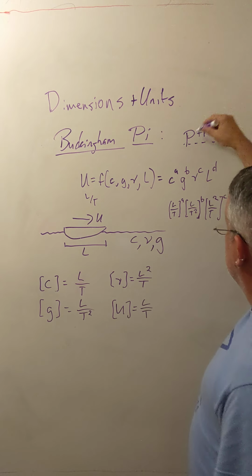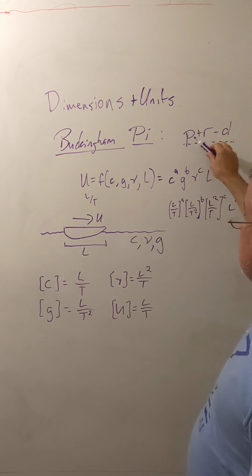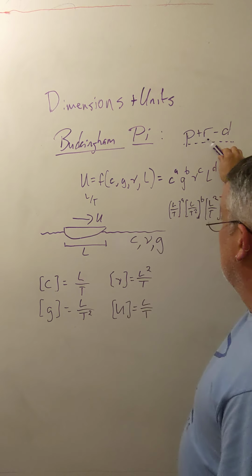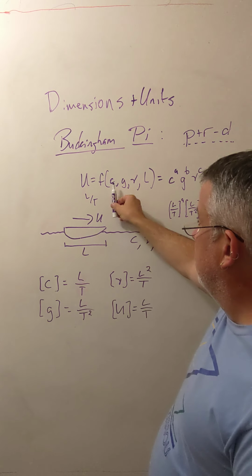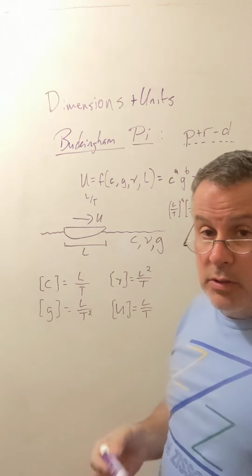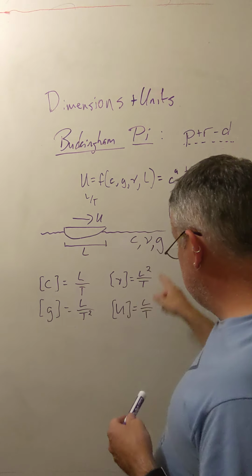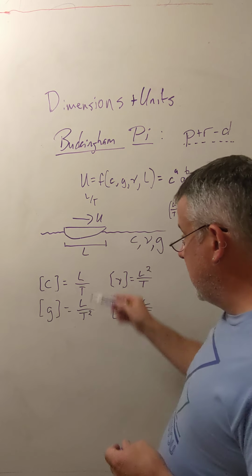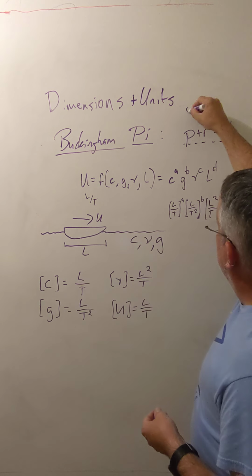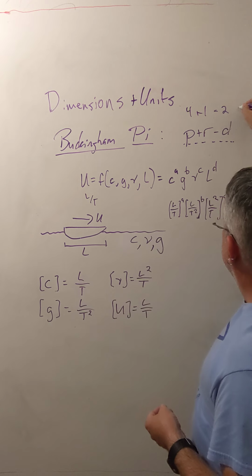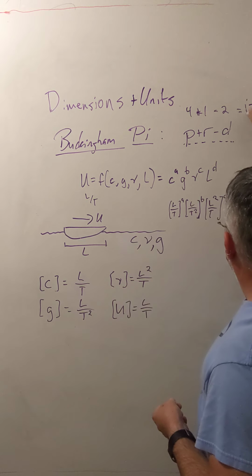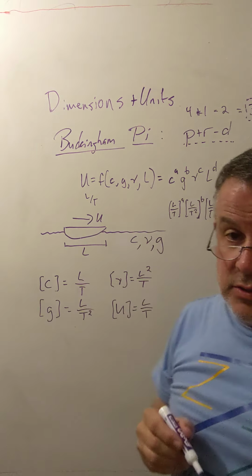So here's the key thing. Buckingham Pi tells us that we count every parameter in the problem plus the number of results in the problem, which in this case is 1, 2, 3, 4 parameters, 1 result, so 5, minus the number of fundamental dimensions. Here the only fundamental dimensions we have are length and time, so we have 2 of those. So in this problem we have 4 plus 1 minus 2 equals 3 pi factors to consider.